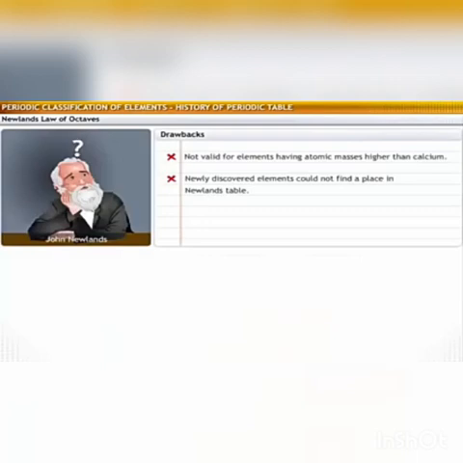However, Newlands' law of octaves failed, because it was not valid for elements of atomic masses higher than calcium. Newly discovered elements could not find a place in Newlands' table.